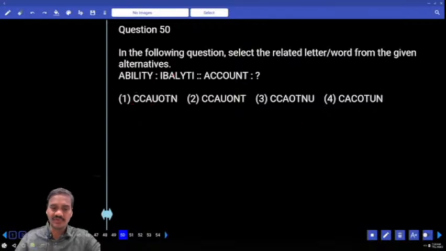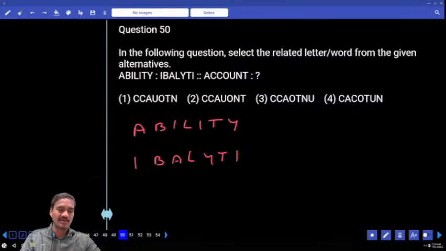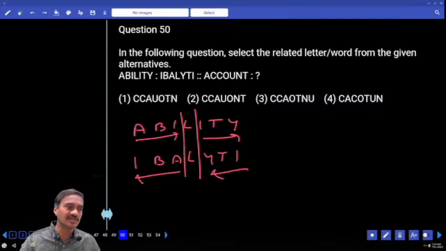And finally, 50, ability. Now, in this ability, how are the letters shifted here? A, B, I, L, I, T, Y, ability. And it is coded as I, B, A, L, Y, T, I. Then tell me what is the order. Now, L is same. The middle letter is same. The first 3 letters ABI, when reversed is IBA. And similarly ITY, when reversed is YTI.